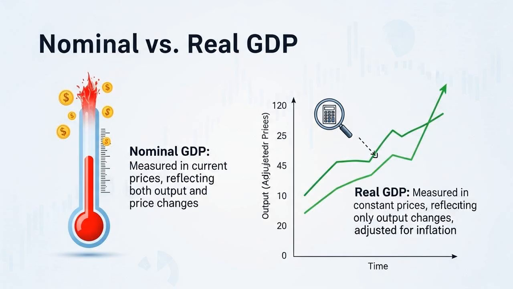Now, a crucial distinction is between nominal and real GDP. Nominal GDP uses current prices, so it can go up just because of inflation, not because we're actually producing more stuff. To get a true picture of growth, economists use real GDP, which is adjusted for inflation. It allows us to see if the actual volume of goods and services is growing over time.